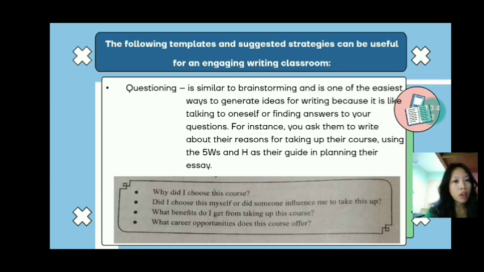So examples of these questions are: why did I choose this course? Did I choose this for myself or did someone influence me to take this up? What benefits do I get from taking up this course? What career opportunities does this course offer? So in that way, through questioning yourself, you can find answers to your questions that could generate ideas for your writing.